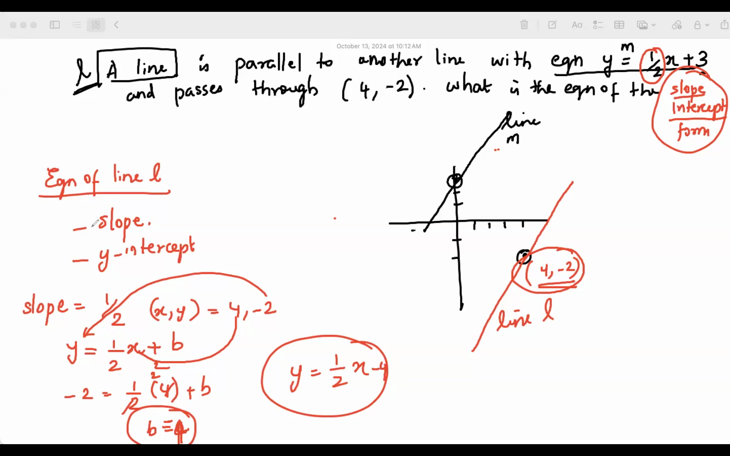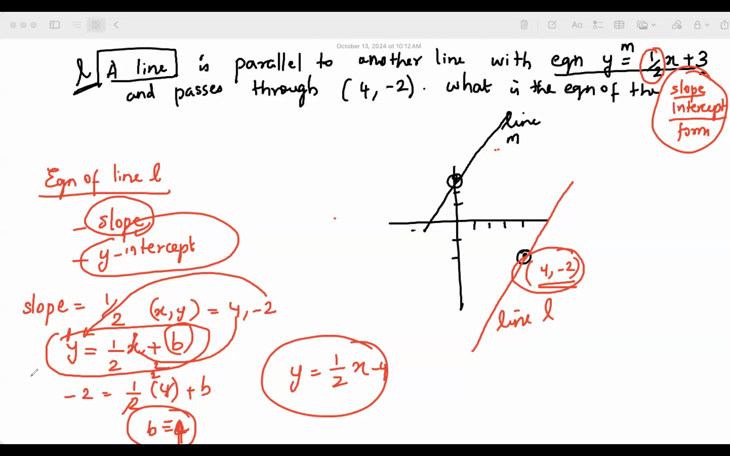So you have the slope from the parallel line. You are finding the y-intercept. How? Substitute the slope, and you have a point on the line, x and y. Then you can find the intercept. Did you guys get it?